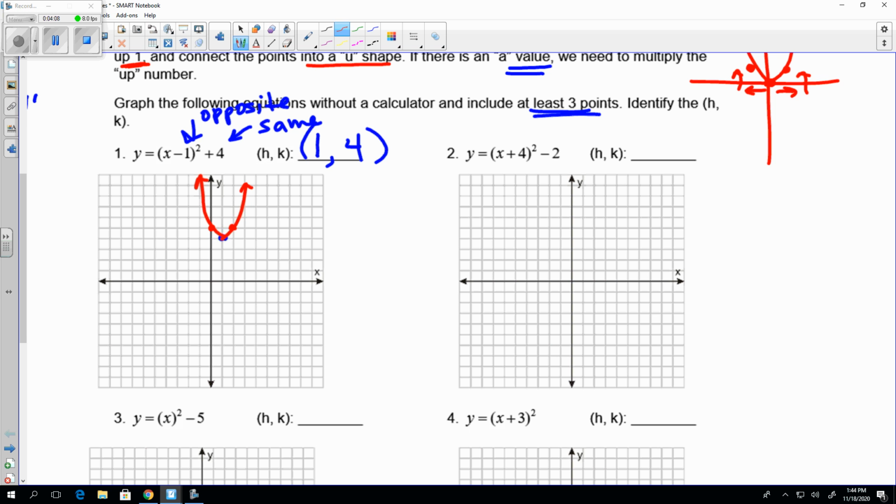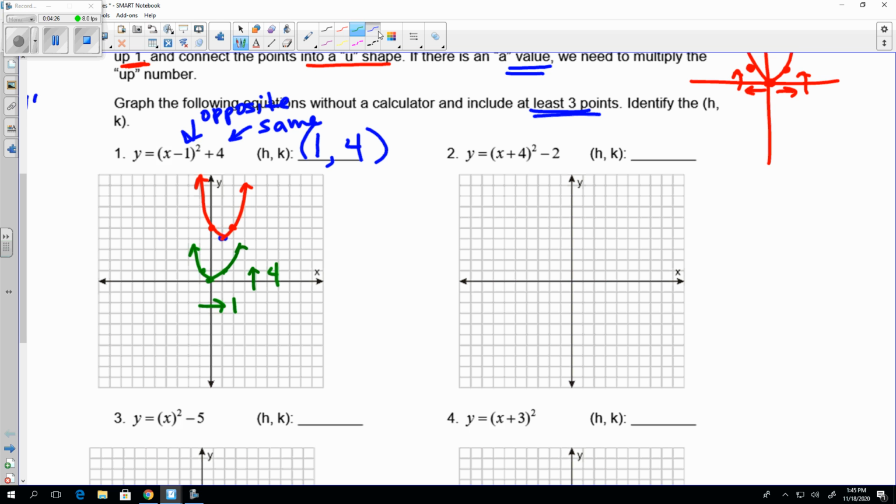Okay? So the normal parabola was right here. I'm just showing you so you can get a sense of what's happening. It moved to the right 1, and it moved up 4, and that's how we have that red parabola on mine. Okay? So the red one is the one we're graphing for this equation.